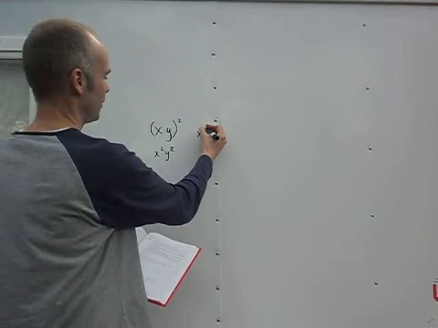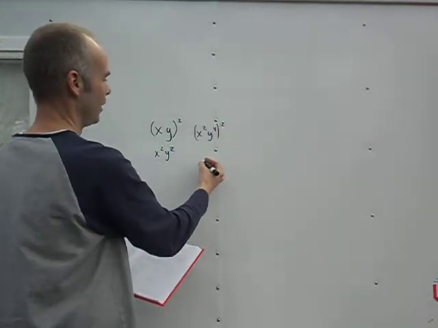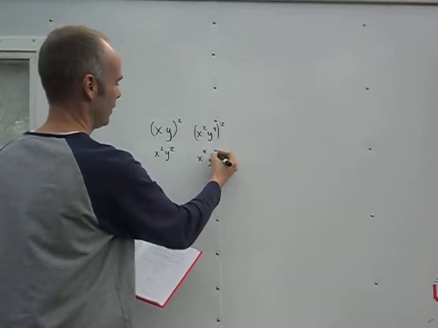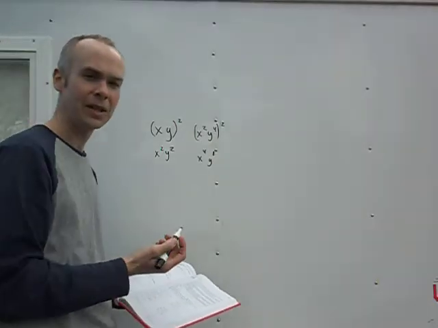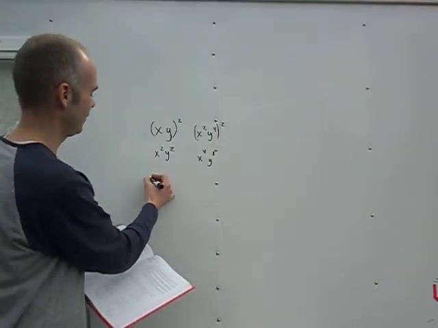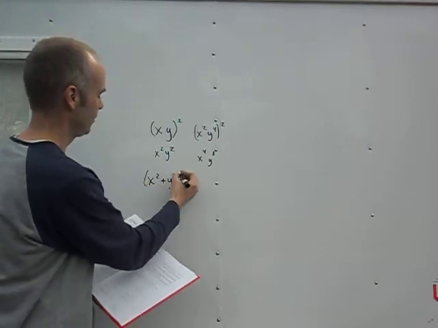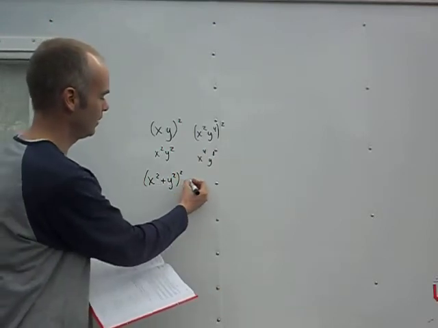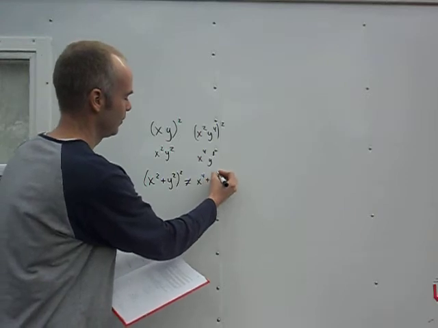Or if you have x squared y to the fourth, and you raise that to the second power, you can use the power rule, and you get x to the fourth y to the eighth, and that all works fine. But when you have a sum, you cannot do that. So if you have, for example, x squared plus y squared, quantity squared, of course you can't just distribute this. So this is not equal to x to the fourth plus y to the fourth.